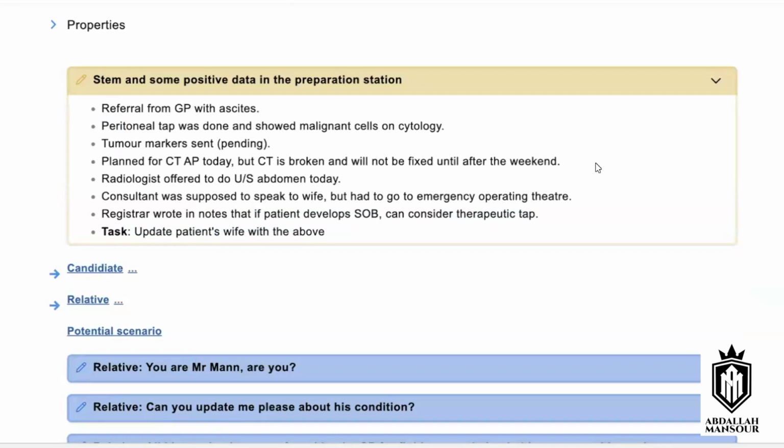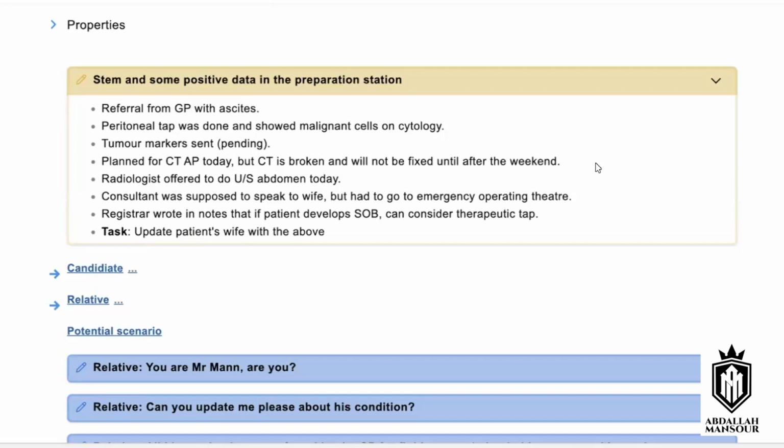The radiologist offered to do an ultrasound instead of the CT scan. And the consultant was supposed to speak with the wife, but he had an emergency and went to the operating theatre. And the registrar wrote in the notes that if the patient develops shortness of breath, we can consider a therapeutic tap of the ascites. Your task is to update the patient's wife with the above information.